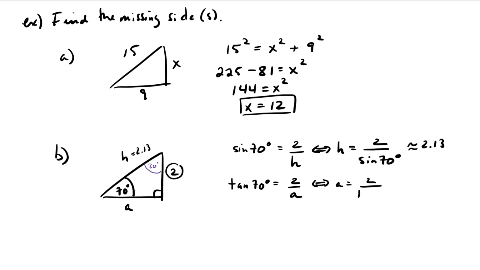So a will be 2 over tangent of 70 degrees, and using my calculator, this is going to be approximately, so make sure you put your approximation symbol, 0.73. Just a quick check: your hypotenuse should always be greater than the two other sides. If you find a hypotenuse that's less than the two other sides, something went wrong. So I guess we're done here. We found h and a as required. Now we're going to move to trigonometry on the unit circle.